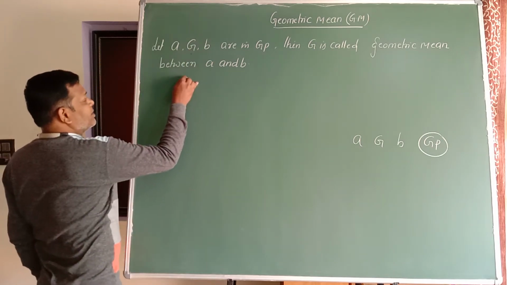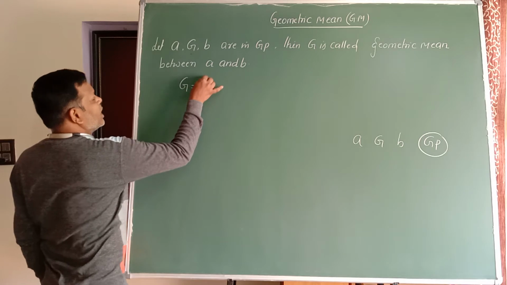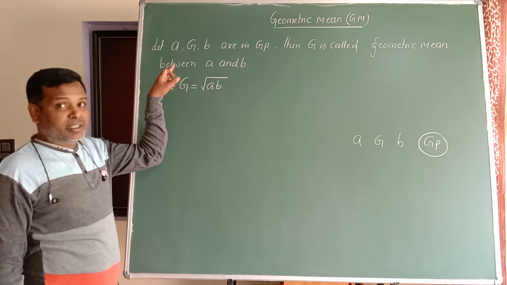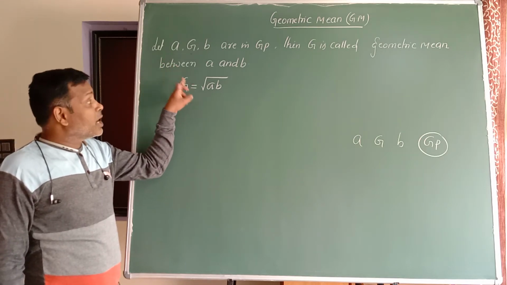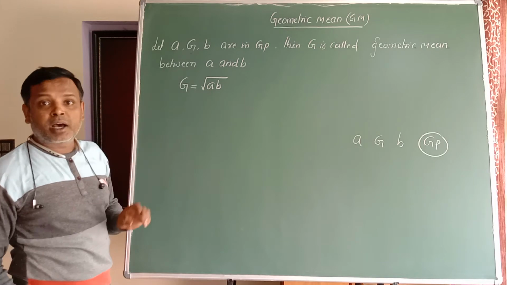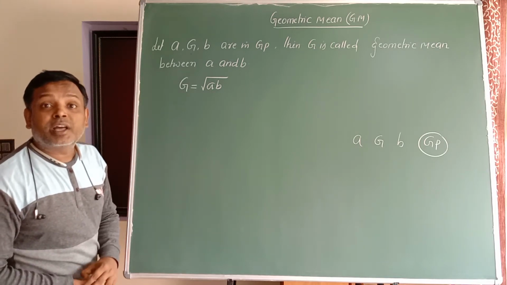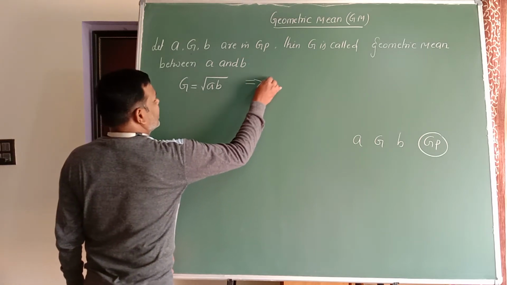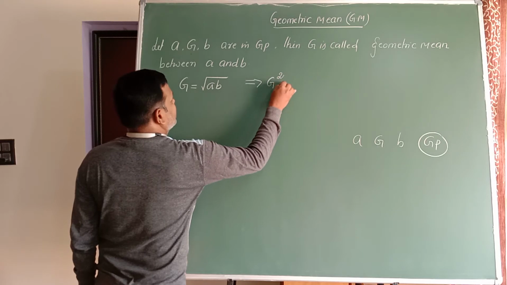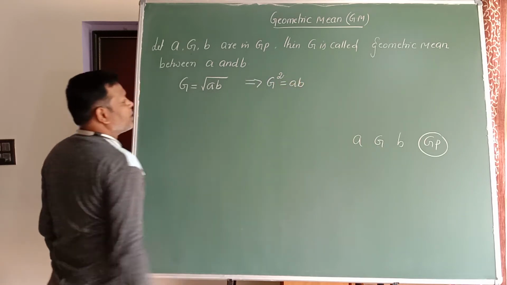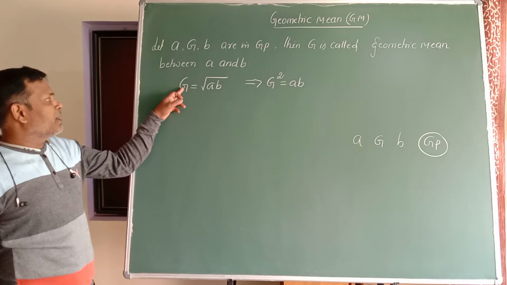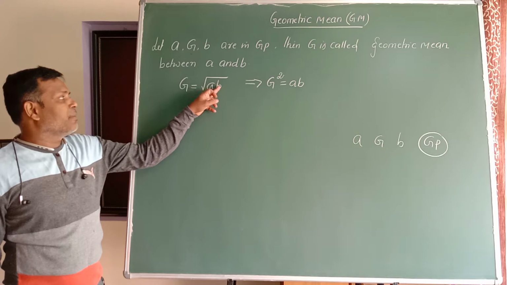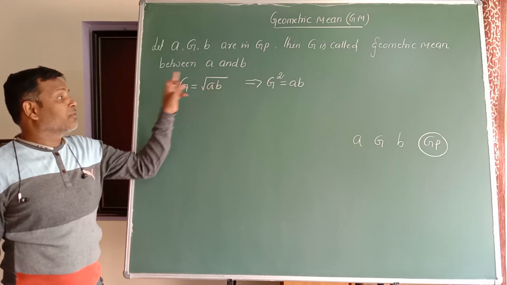Therefore the geometric mean G is simply given by the square root of A into B. The geometric mean of the two numbers is given by the square root of the product of the two numbers. Or we can simply say, by squaring it, G square is equal to AB. Got my point? So the geometric mean between the two numbers A and B is given by G equals square root of AB, that means square root of the product of the two numbers.